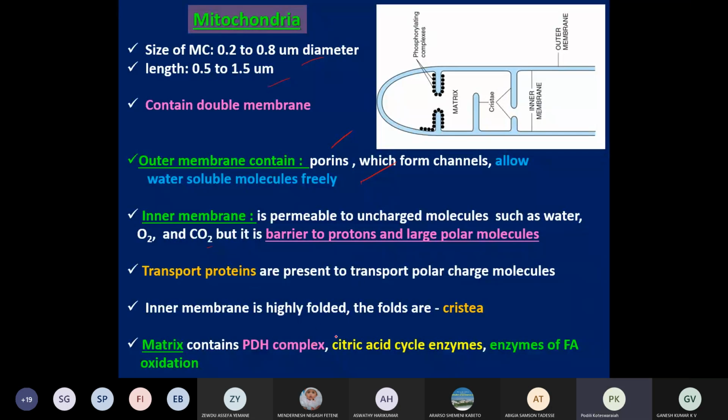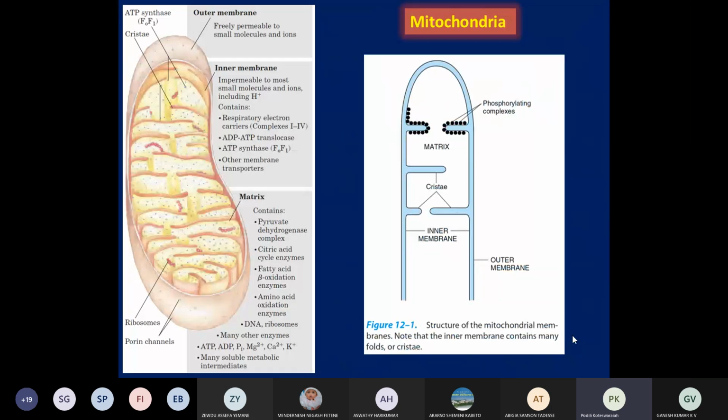In the mitochondria, the inner membrane is highly folded, and those foldings are called cristae. And the matrix has many enzymes like the pyruvate dehydrogenase complex and the citric acid cycle enzymes, the enzymes required for fatty acid oxidation, and also the enzymes required for mitochondrial DNA replication, transcription, and translation. All are present in the matrix. So this is about this one.